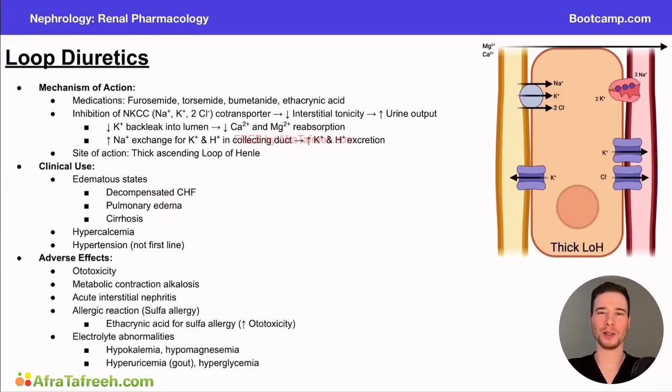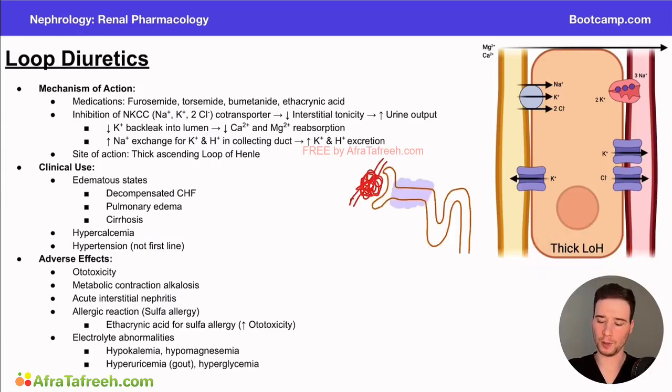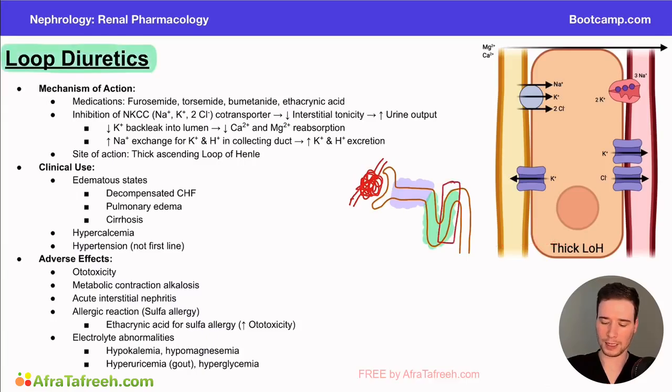So in this next video, we're going to talk about loop diuretics. And you guessed it, loop diuretics act at the loop of Henle, specifically the thick loop of Henle. And if you recall, the loop of Henle is composed of two components, the descending loop of Henle and the ascending loop of Henle that goes back up. So it's really this portion of the nephron that we're focusing on when we talk about loop diuretics, because that is the primary site of the NKCC channel.